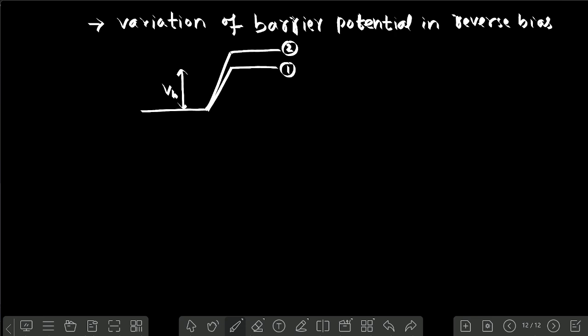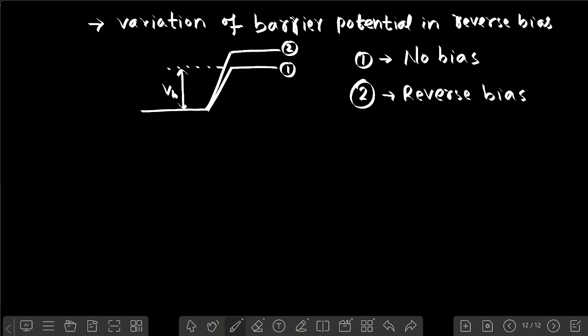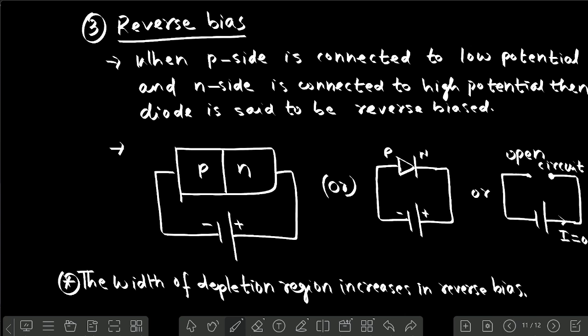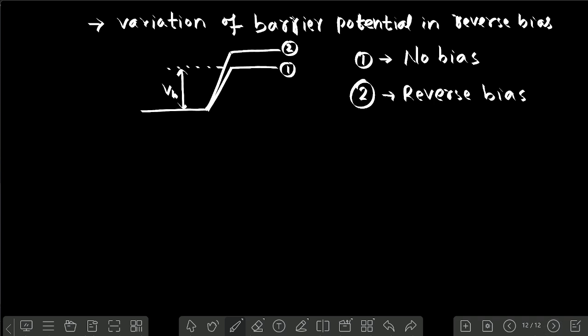Now all of you listen here carefully. Here 1 represents the no bias condition. 2 represents reverse bias. When reverse bias happens, your barrier potential increases. Suppose you have applied V potential here. Now here, barrier potential will become VB plus V in reverse bias. But in forward bias it will be VB minus V. Like that it is happening.